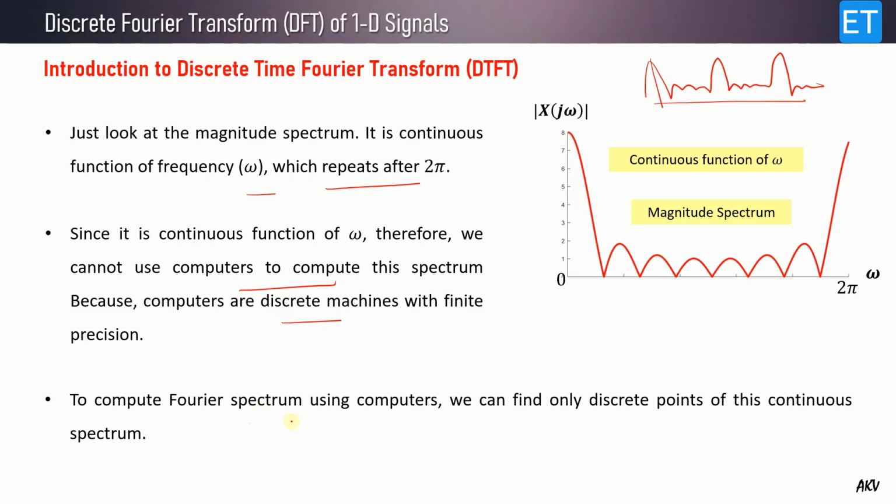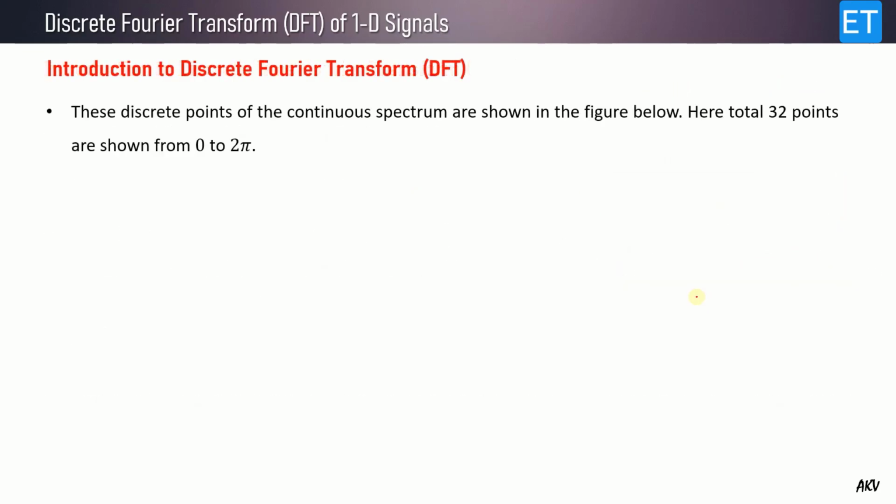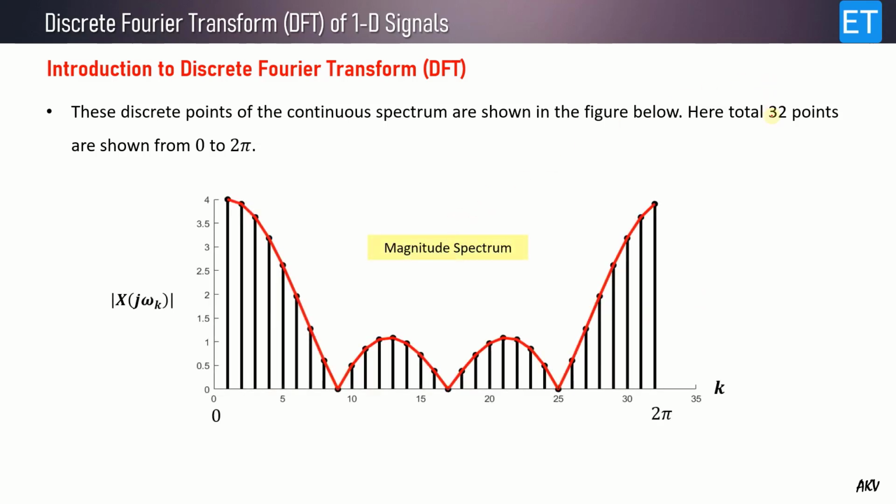So to compute the Fourier spectrum using computers, we can find only discrete points of this continuous spectrum like this. So we can find some discrete points of this continuous spectrum. These discrete points of the continuous spectrum are shown here in this figure. I have taken a total of 32 points in the range 0 to 2π. So you can see that from 0 to 2π, this is a continuous function of omega, but we are taking only the discrete points of this continuous spectrum. So we can compute these points with the help of computers, right?